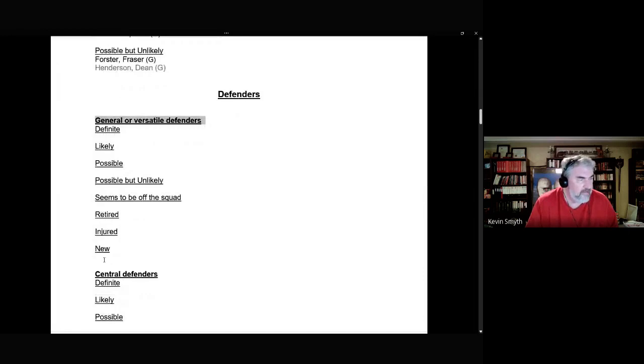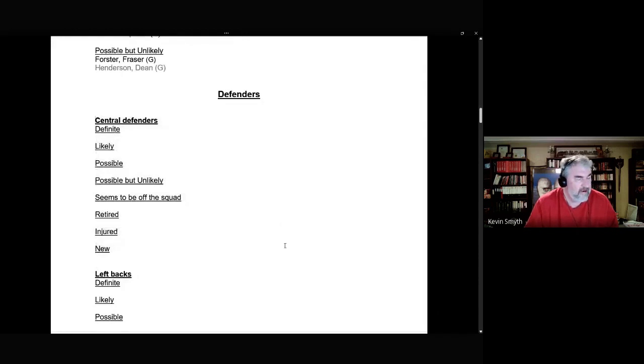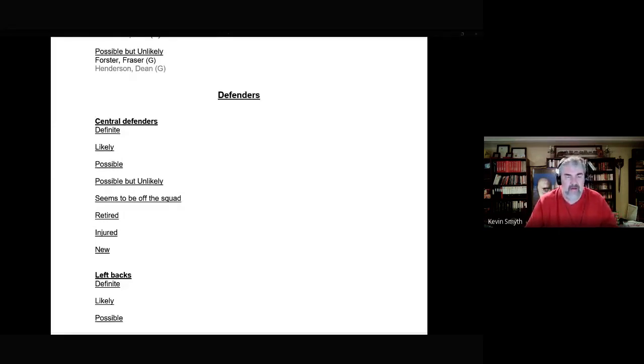We have a category for general or versatile defenders, and I actually could put Kieran Trippier there, but I'm gonna talk about him at the end as we lead into midfielders, because he plays both defense and midfield. So we're going to start with central defenders.